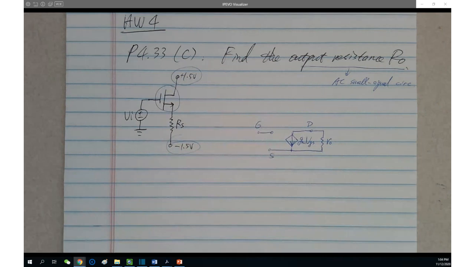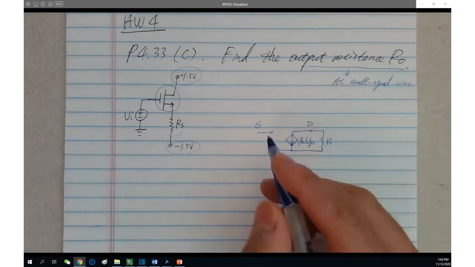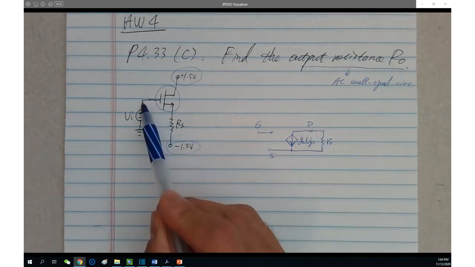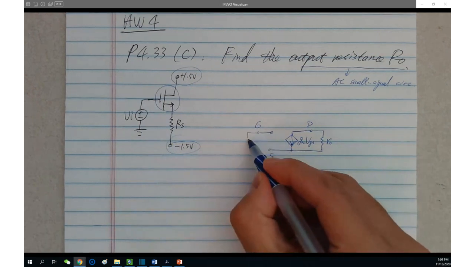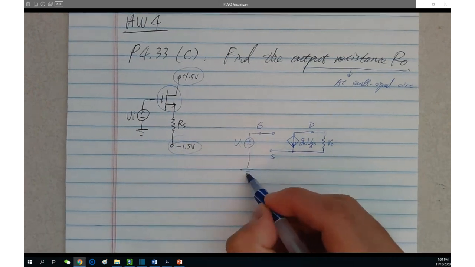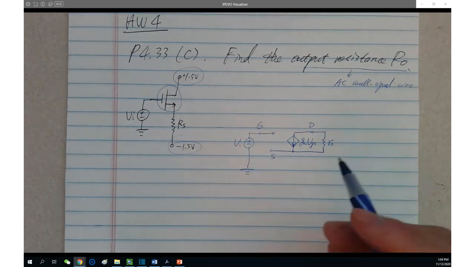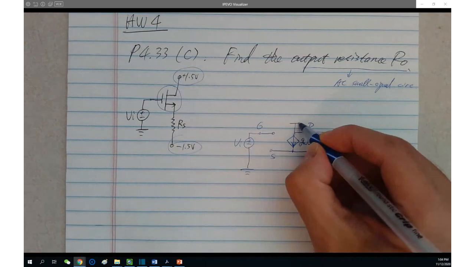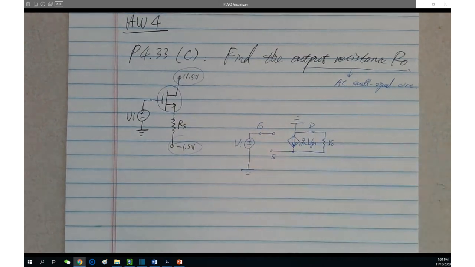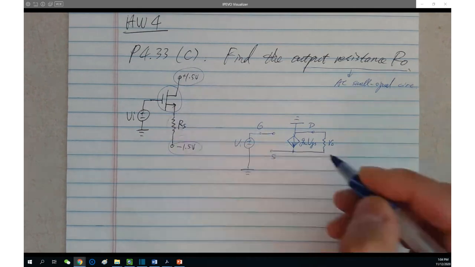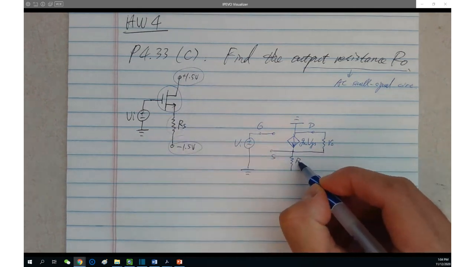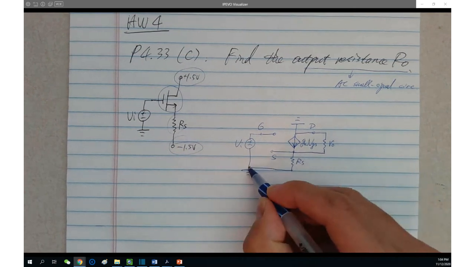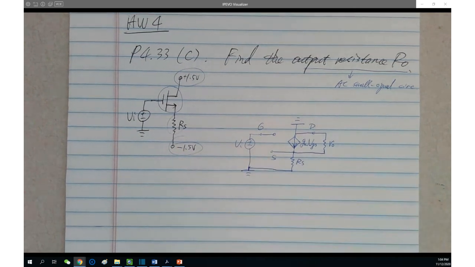Now we extend the circuit terminal by terminal. First, the gate. According to the given circuit, the gate is connected to the input source, and the other terminal of the source is the ground. This is the gate. Then the drain is what? Ground. You realize this is ground. The source is connected to RS, and the other terminal is shorted with the ground. This is the AC small signal circuit, first of all.